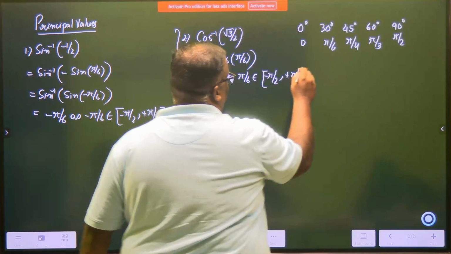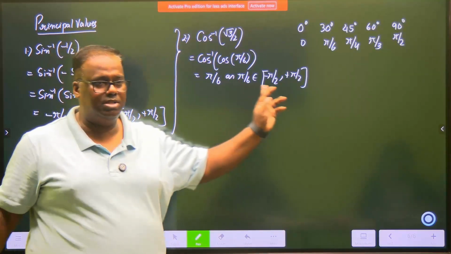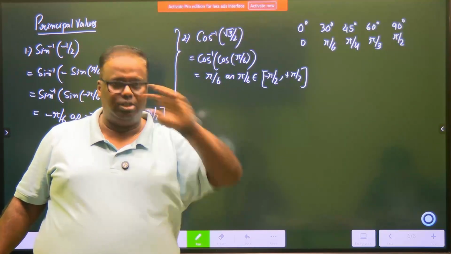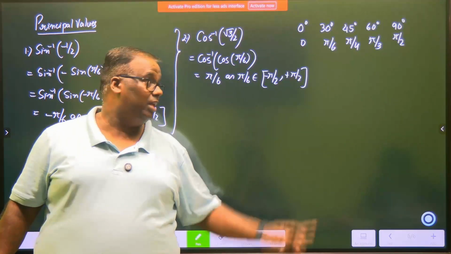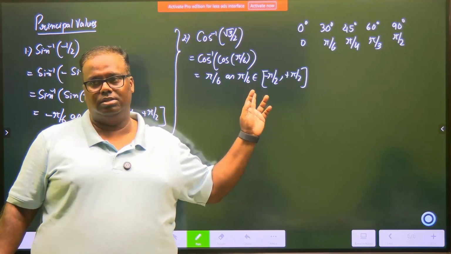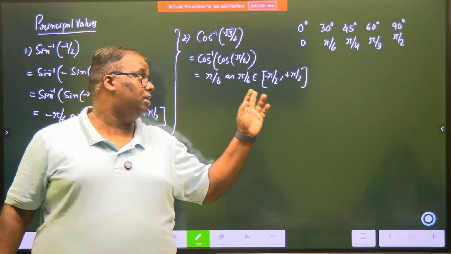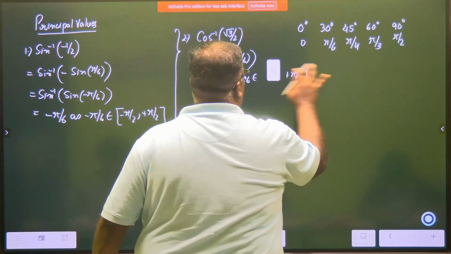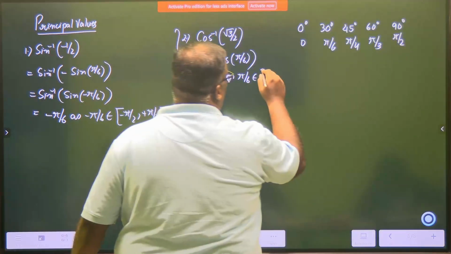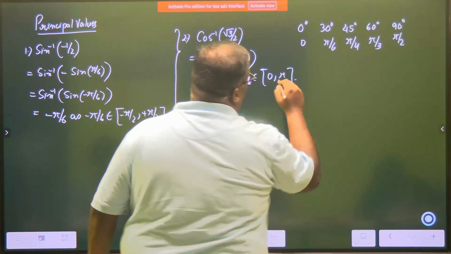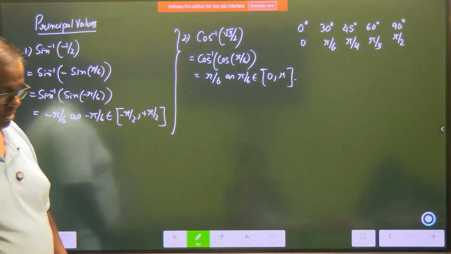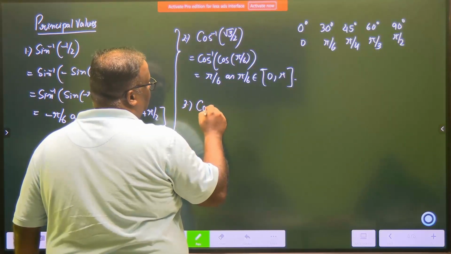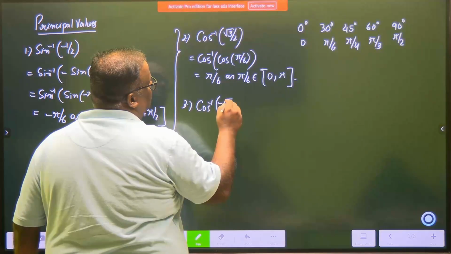Acha, did you understand how quickly you are able to write this pi by 6 belongs? Pi by 6 is a 30. Your principal range is from negative 90 to positive 90. And this is how much? This is only a 30. 0 to pi. So, I should write 0 to pi. 0 to pi means up to 180 you can go. Okay. Can you do its negative? Try. Give a try. You should always try the negatives.